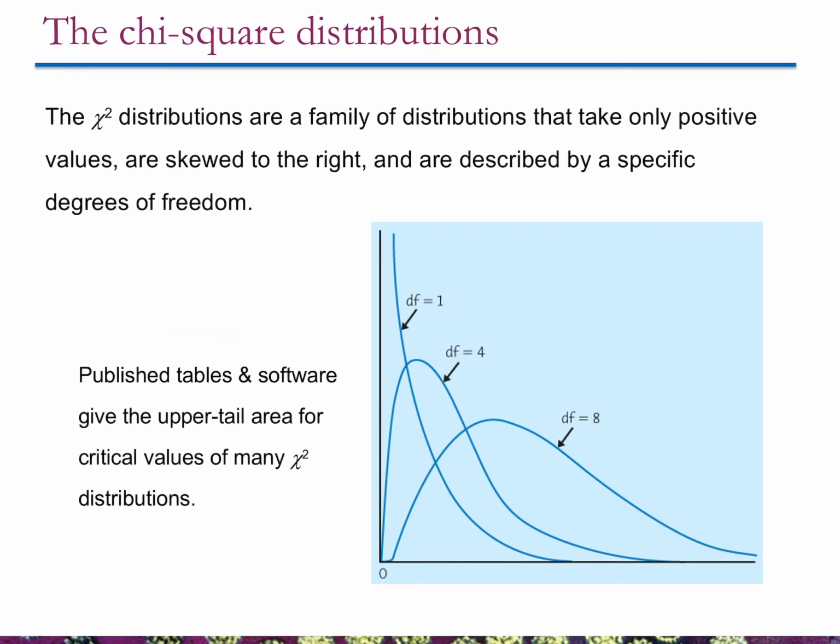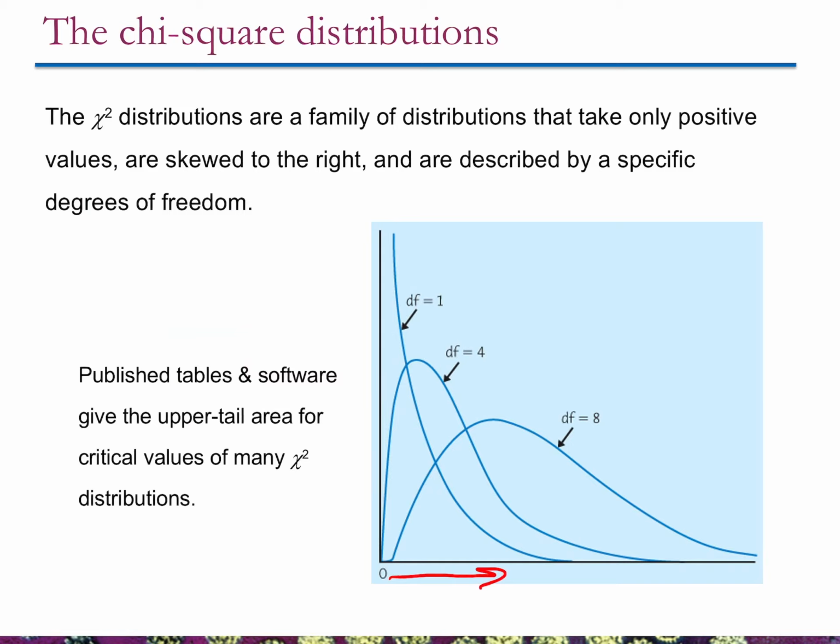So let's look at the chi-square distribution a little bit. We have an entire family of distributions here that differ based on their degrees of freedom. Degrees of freedom is sort of an estimate of sample size, or it's related to sample size. We'll see how to calculate that in a minute for chi-square. The chi-square distributions are always positive, always 0 or greater, and we never have any negative numbers.